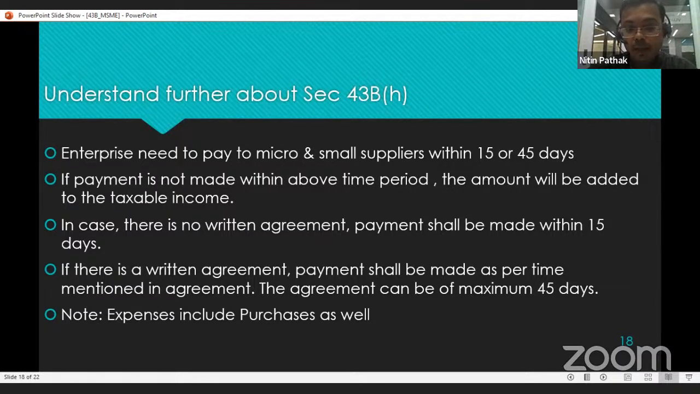Note that this applies if expenses include purchase as well as the rendering of service. In short, regarding the time limit for making payment to MSME: first of all, we need to remember that this limit is applicable only to micro and small enterprises, not medium enterprises. We already discussed earlier what a medium enterprise is. So this time limit for making payment is not applicable to medium enterprises, but they are also covered under MSME and their payment is also secured under MSME.